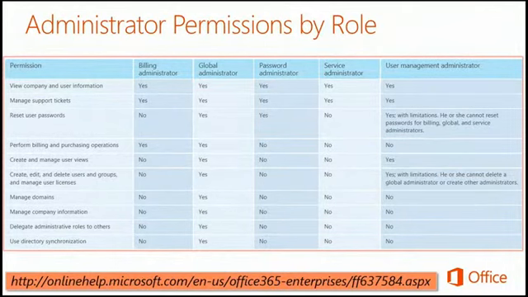Cool. Okay, so we talked about the role groups, but now I want to talk about the actual role itself. This one chart right here really breaks down exactly what can be done by each role. And these are the actual names of the roles that are assigned. So when you create a user or assign a role, you can make them a billing administrator, a global administrator, a password administrator, a service administrator, or a user management administrator. The previous was the role group. This is the actual role itself that you assign to a user. That is very important to know.